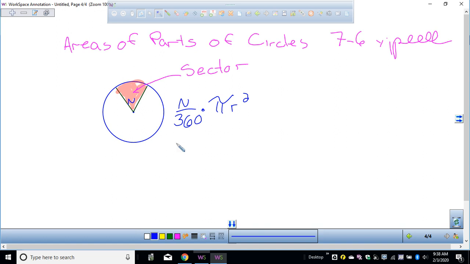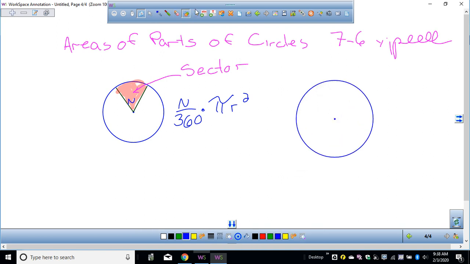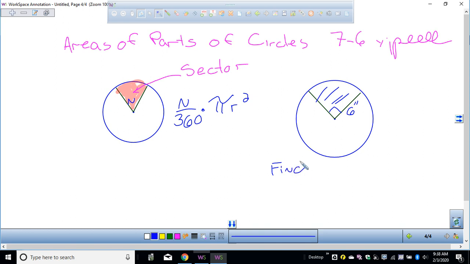So let's do one. Say you have a circle that looks like this, and all I give you is this, like this, and this, like this, and I tell you that this is a 90-degree angle, and I tell you that this is 6 inches. Find the area of the sector.